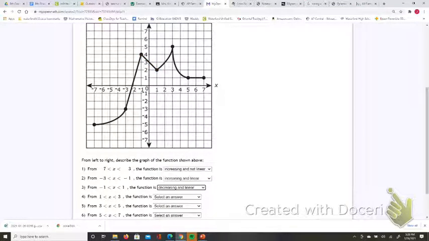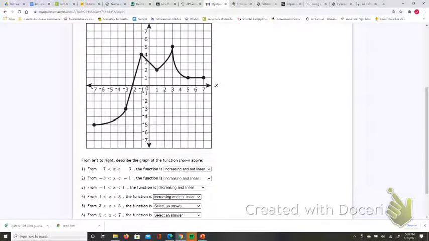Decreasing and linear. Okay, now the next section goes from 1 to 3. Notice that each section starts where the last section ended. And it's increasing, but this time it's not linear anymore. It's curvy. So it's increasing and not linear.